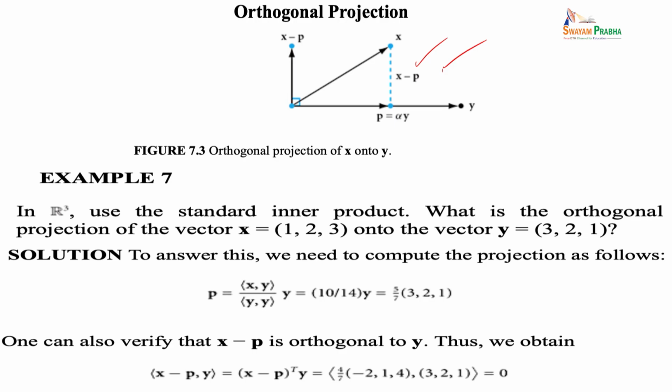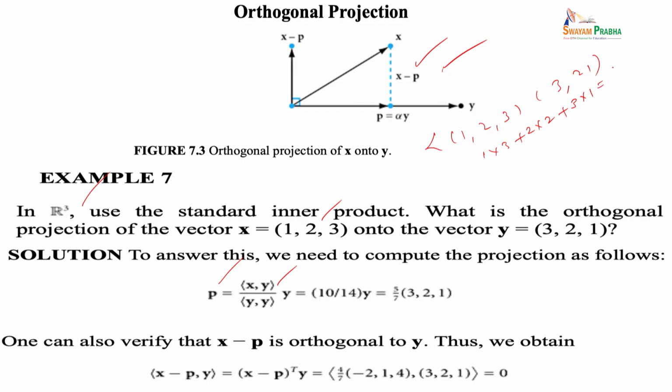For example, you take R^3 with the standard inner product. What is the orthogonal projection of the vector x equal to (1, 2, 3) onto the vector y equal to (3, 2, 1)? So, the answer is we need to compute the projection as follows. The rule is P equal to the inner product of x comma y by the inner product of y comma y, into y. So, the inner product of x, y is the inner product of (1, 2, 3) with (3, 2, 1), and then you have to write 1 into 3 plus 2 into 2 plus 3 into 1.